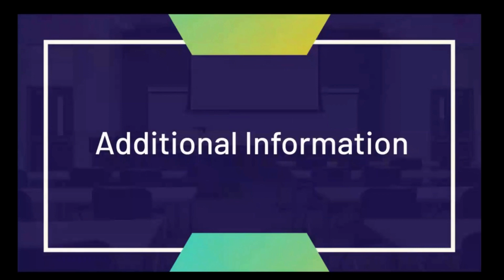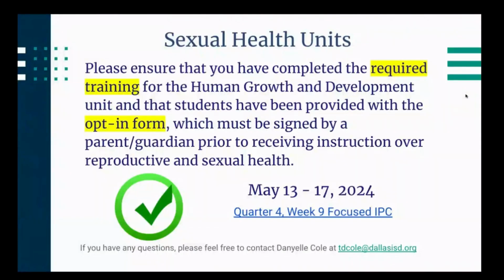As we move into the additional information for this presentation, we'll begin talking about the sexual health units. Please ensure that you have completed the required training for human growth and development. Remember that these units are only for opt-in students. If your students have not opted in or opted out, we do suggest that you send out a reminder through one of your newsletters, or if you have a Class Dojo communication with parents, you can send them a QR code or a bit.ly link to remind them to reply whether they want to opt in or opt out their students for this instruction.